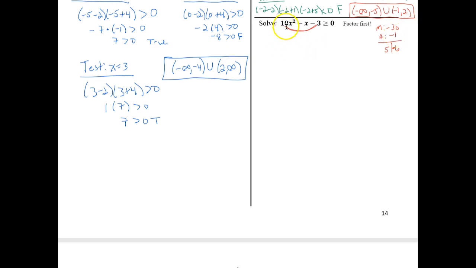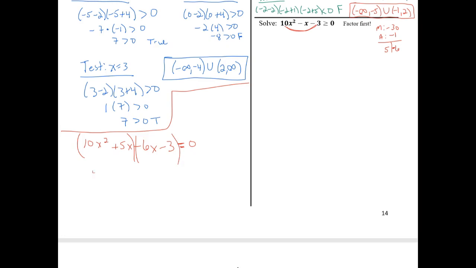Now my leading term here is not a 1, so I cannot set these into my factors. I have to rewrite the middle term using these and factor by grouping. I'm going to do that over here so I leave some room for the rest of the problem. Alright, so let's factor it. I have 10x squared plus 5x minus 6x minus 3. We're solving it for the intercept, so I'm just going to set it equal to 0 so we can see that. I'm going to factor by grouping, so I group the first two and the last two.